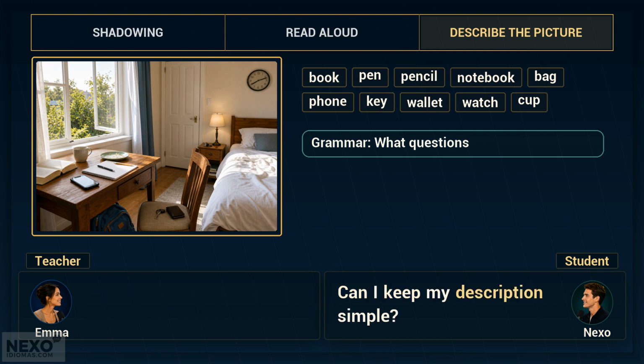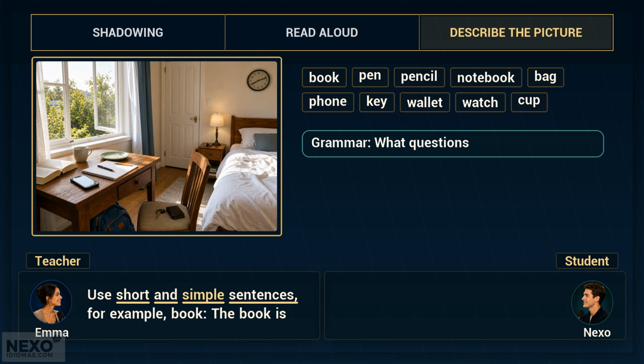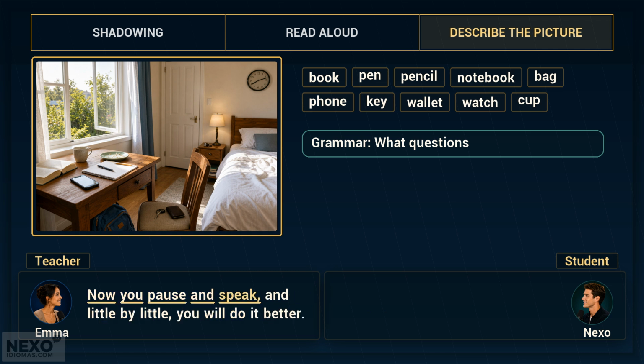Can I keep my description simple? Yes, do not make it complicated. Use short and simple sentences. For example, book. The book is on the table. Window. The window is open. Now you pause and speak, and little by little, you will do it better.